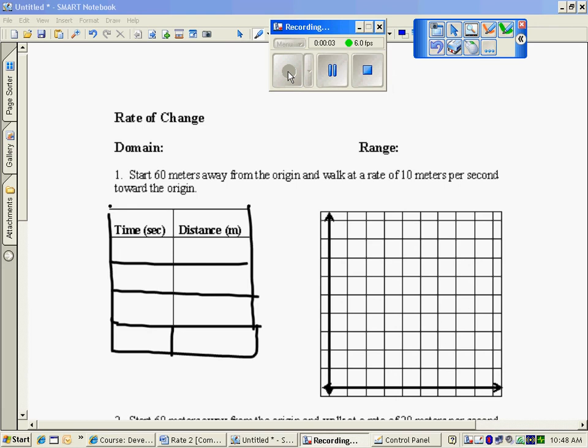We're going to be looking at rate of change. So just a review on domain. Domain is the x, or the input, and we're going to rename it the independent variable. Now when we say independent, we also have a dependent, and that would be your range or your output.